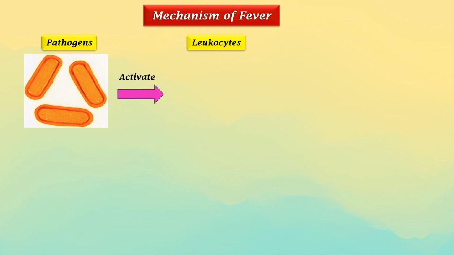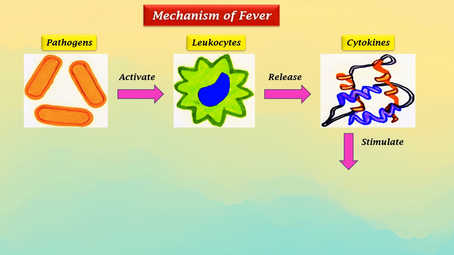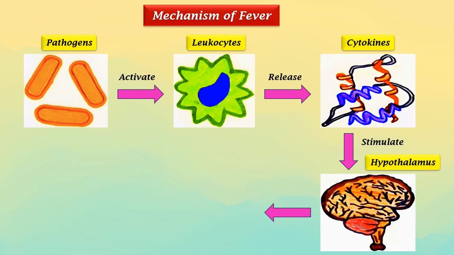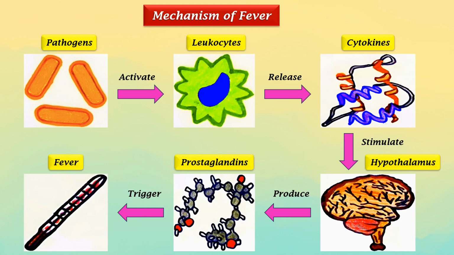Let's illustrate the mechanism of fever. When pathogens invade the body, they activate the leukocytes in the body, which triggers the release of cytokines. These cytokines stimulate the hypothalamus to produce prostaglandins, which are the major source of fever and pain.